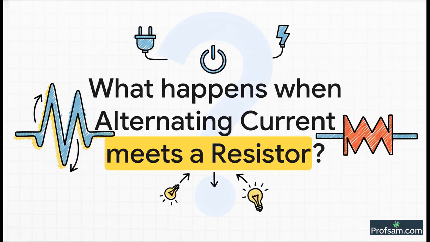The real fun, the real physics starts when we apply this alternating voltage to different circuit components. So the question to think about for next time is, what happens when this sloshing AC current meets a simple, humble resistor? We'll explore that in our very next explainer.